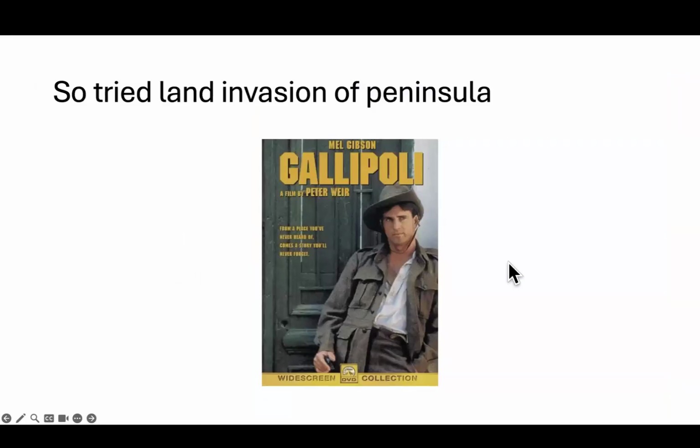And if you've seen the movie Gallipoli, you experience the drama of that. And of course, this is Mel Gibson, I think, in his first big role.